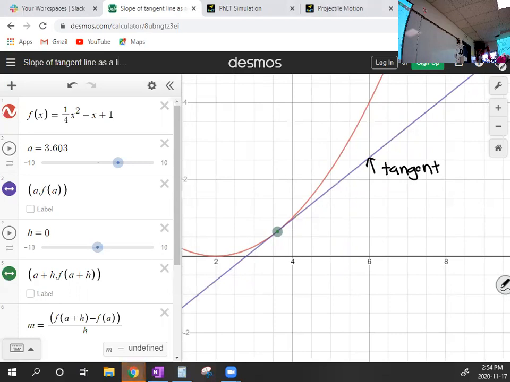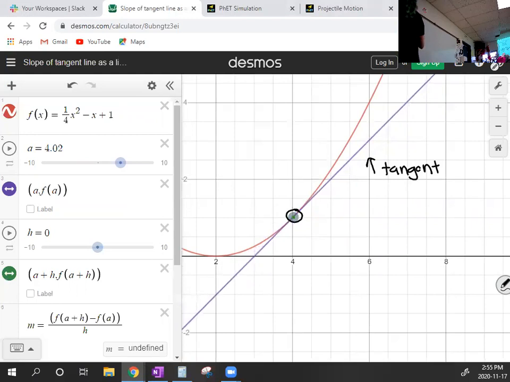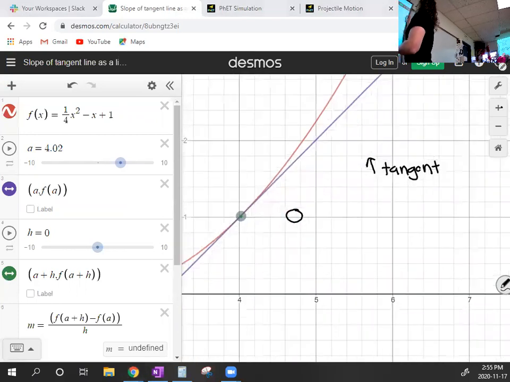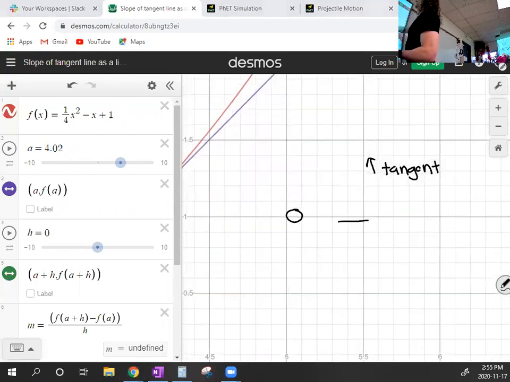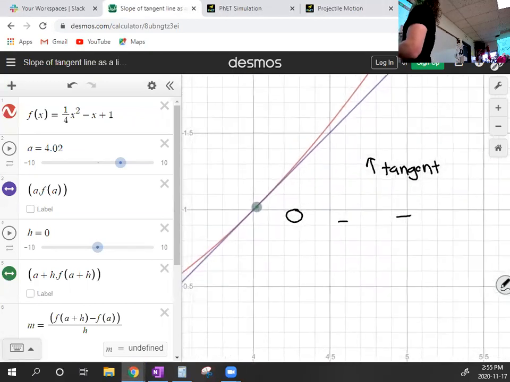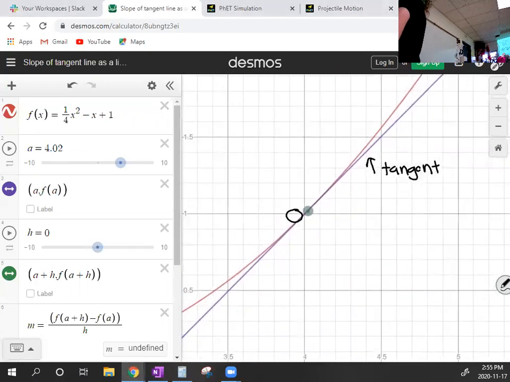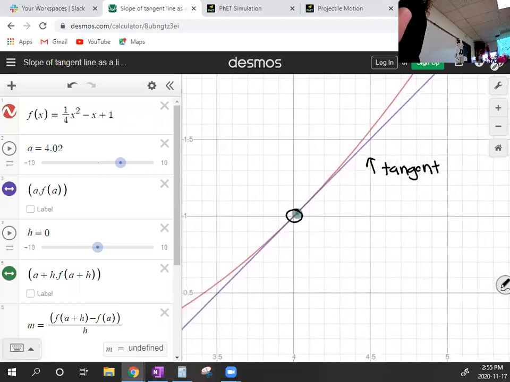Now I can move the tangent line around, okay? What is the tangent line doing for us? Well, it's telling us how steep the red line is at a given point. So let's say we look at the 4-second mark. I drag this over to the 4-second mark, and then I'm going to zoom in. I'm a little off the 4-second mark here, but I'm zooming in.